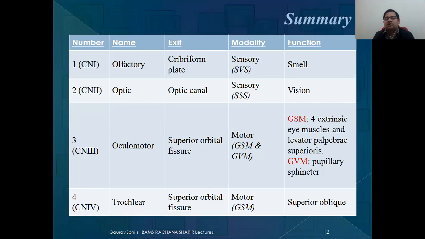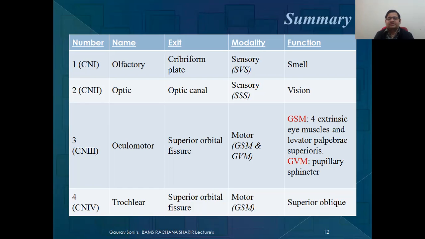Now we are going to summarize all the cranial nerves, that is 12 pairs, under the headings number, name, exit, modality, and function. Function and modality you have to be very much clear in your mind. The first one is cranial nerve number 1. Everybody knows this is olfactory nerve. The exit point is cribriform plate. Modality is sensory type SVS. SVS means special visceral sensory. The function will be smell. Then the second one is optic nerve. Exit point is optic canal. This is also a sensory one, but it is SSS, that is special somatic sensory, and here it is for the vision.